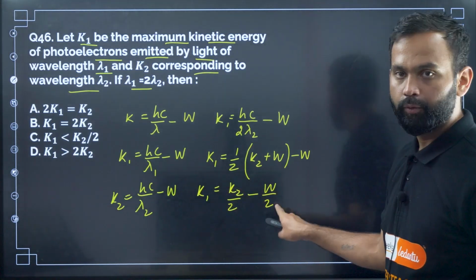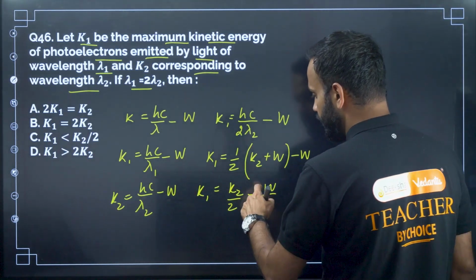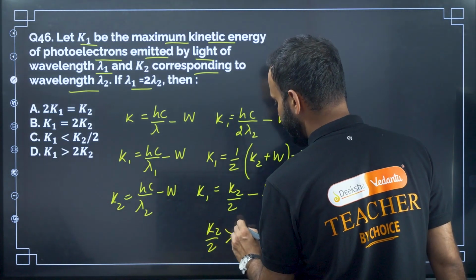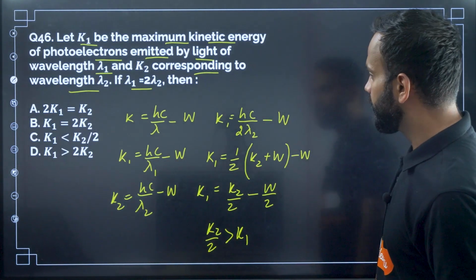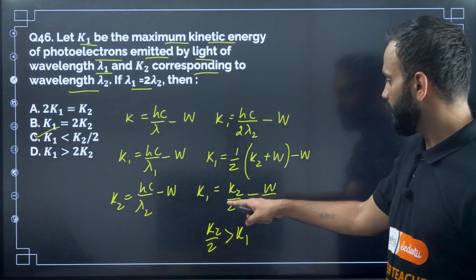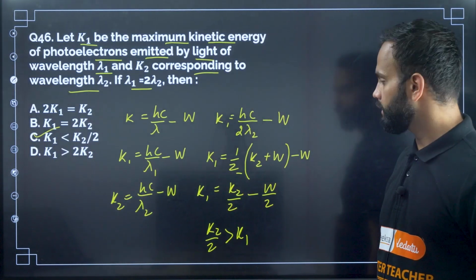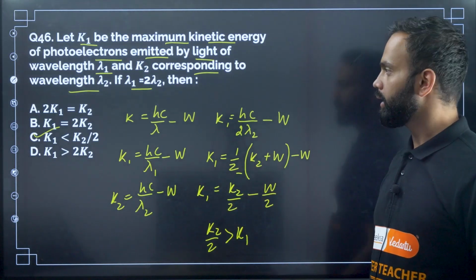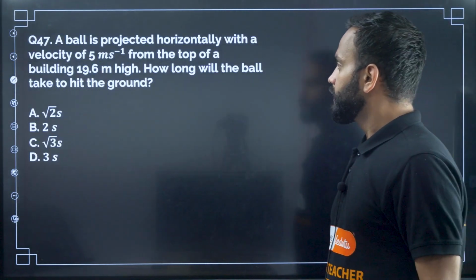So from this I can conclude that here K2 by 2 is greater than K1, right? K2 by 2 is greater than K1. So the correct option is C, right? K2 by 2 must be greater than K1, from this equation. Yeah.